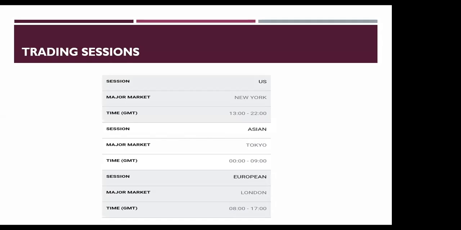After that time it dies down, and then we have the Asian session, which is from 12 midnight or 1 o'clock. It usually starts before then. It overlaps with the US session around 10 o'clock. From that period till 10 o'clock in the morning, that's where you have the Asian session. And then the European session starts at 8 o'clock in the morning, down till 5 o'clock in the evening. So that is a summary of the three major sessions in the market.